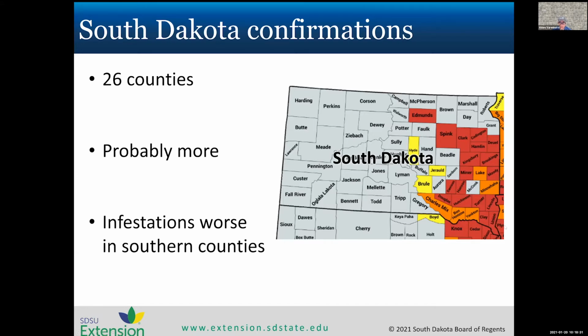So far, one of the things we have noticed is that down in the southeast portion of the state, infestations seem to be much worse. They seem to hit a little bit earlier than they do in some of the rest of the parts of the state.